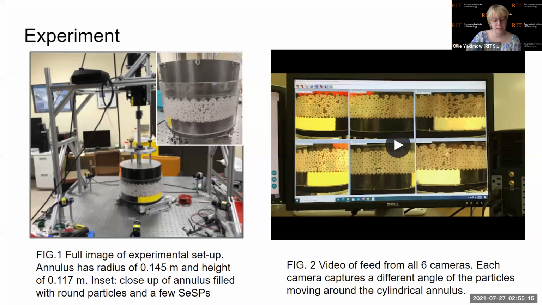My project focuses specifically on the behavior of the SeSPs within this sea of round particles. If you'd like to hear more about how the behavior of the round particles is impacted by the presence of the SeSP, check out my colleague Jack Ryan's talk.